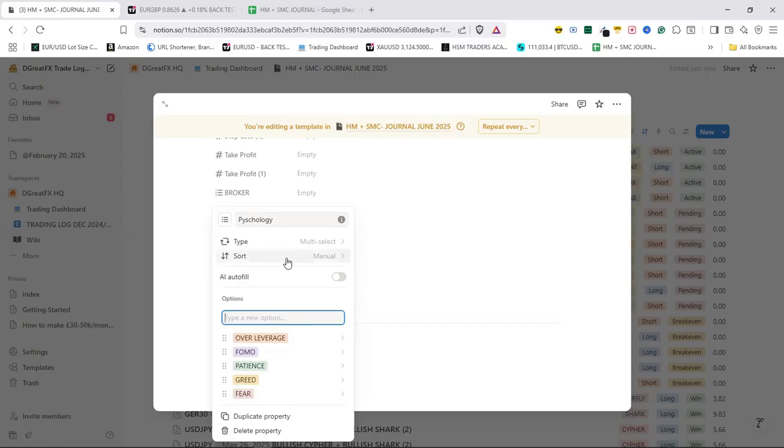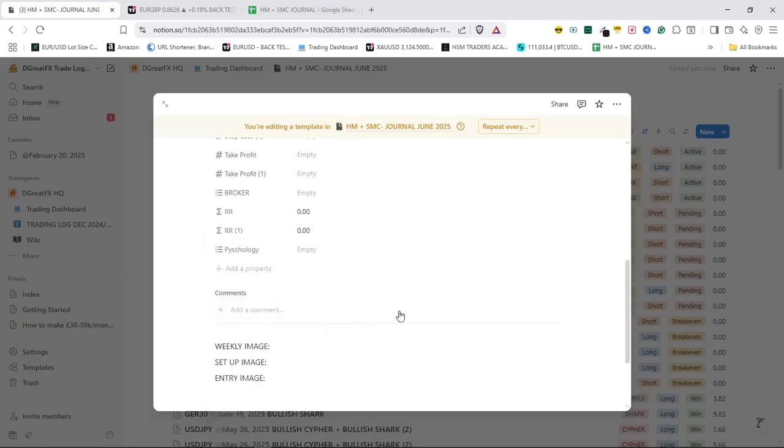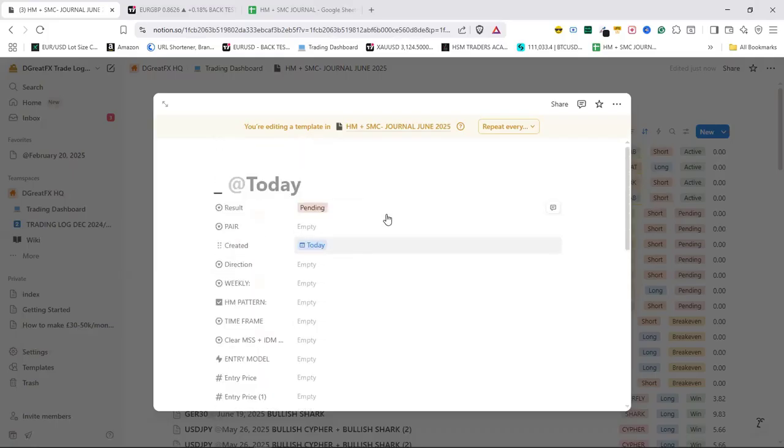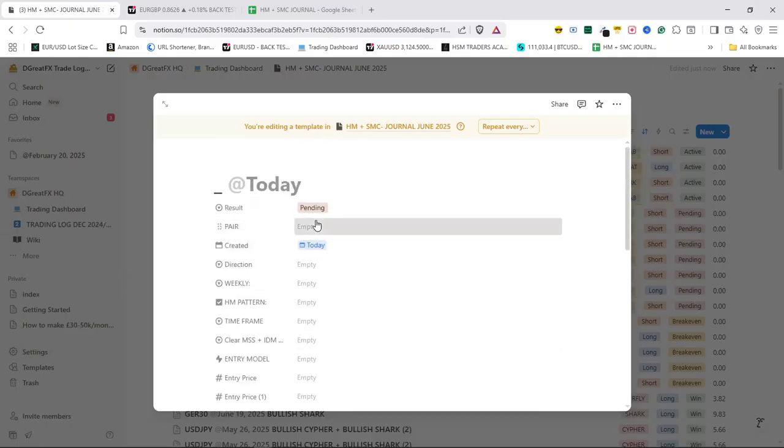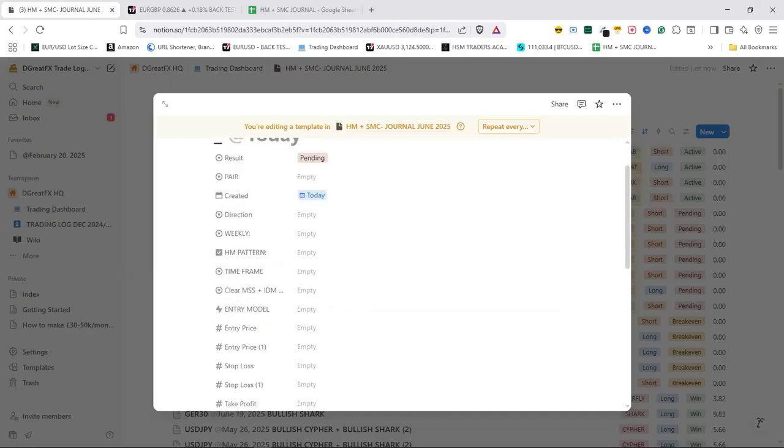Good. So whenever you are done, you just put it this way and let it be like this. And you have edited this template the way it's supposed to be. Okay, so this is how the template is. You have your pair. You can add more pairs here, the ones you are trading. You have your direction, if it is long or short, you can add them. You have your time frame.